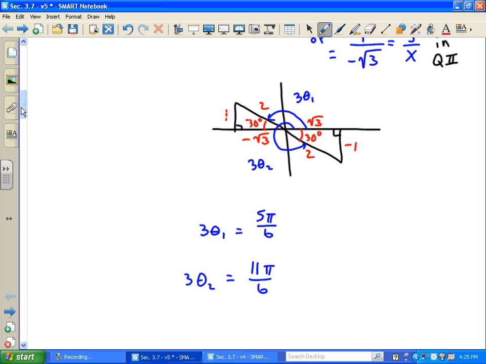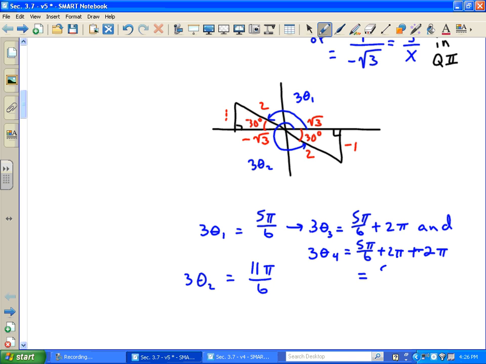So in other words, this one is going to have another created from it. You're going to have, let's say, 3 theta sub 3 being 5 pi over 6 plus 2 pi. And you're going to have one other, let's call it 3 theta sub 4, equaling that value that you just got, plus an additional 2 pi. And instead of saying 2 pi plus 2 pi, I usually just say plus 4 pi.